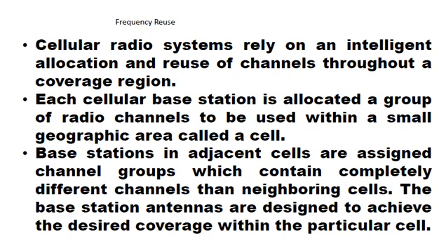Frequency reuse. Cellular radio systems rely on an intelligent allocation and reuse of channels throughout a coverage region. Each cellular base station is allocated a group of radio channels to be used within a small geographic area called a cell. Base stations in adjacent cells are assigned channel groups which contain completely different channels than neighboring cells. The base station antennas are designed to achieve the desired coverage within the particular cell.